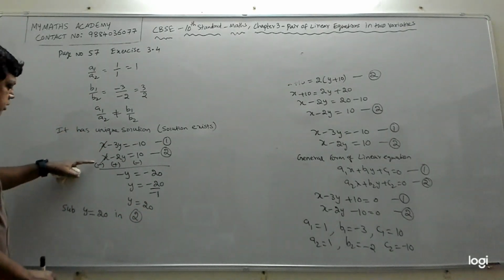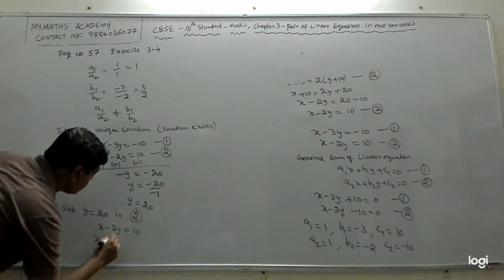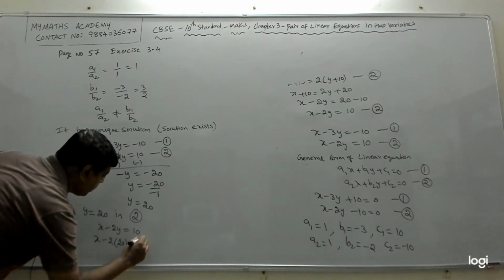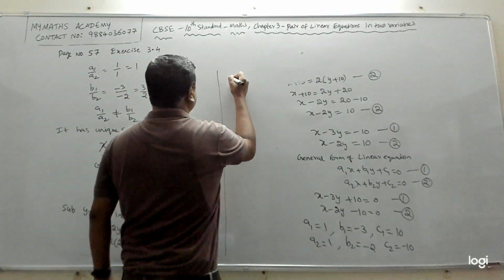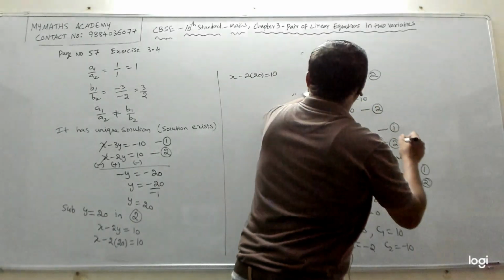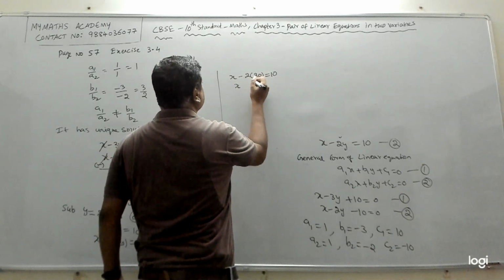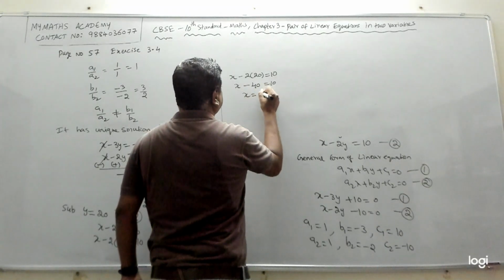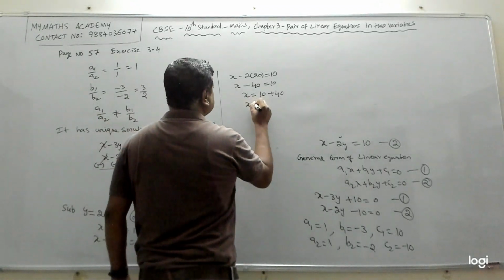What do we get? What is the second equation? X minus 2y equal to 10. So x minus 2, y is what? Y is 20. Substitute y as 20, equal to 10. Right? So continuation of this. We have x minus 2 into 20 equal to 10. Fine. Right, so x minus 2 into 20 is minus 40 equal to 10. So x is equal to 10, minus 40 goes here, it becomes plus 40. So x becomes 50.